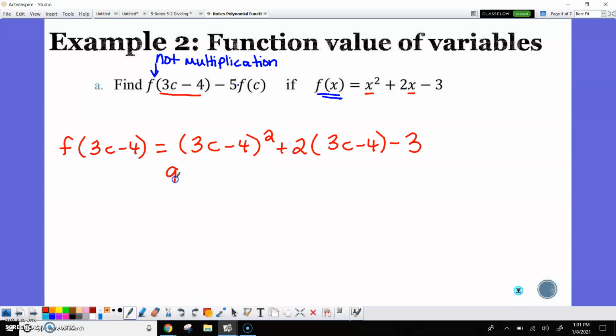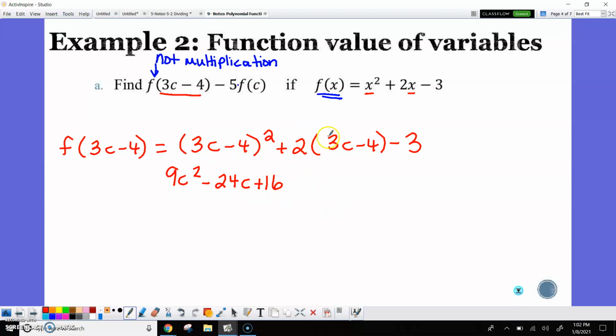3c squared is 9c squared. Multiply these two terms, you get negative 12c, and then double that. So negative 24c. And then square the last term, positive 16. That is correct. So make sure you're doing that and not the illegal math of distributing. You can only do that if it is a monomial. This is a binomial.